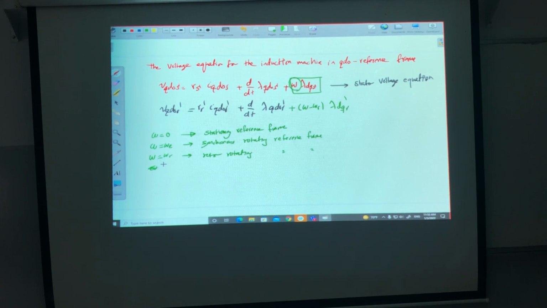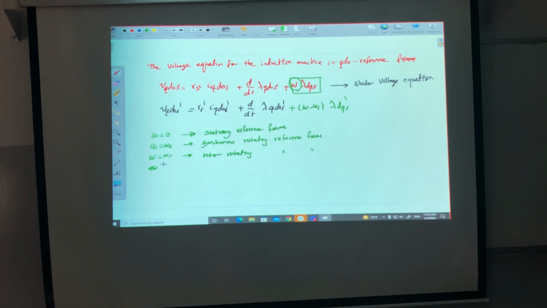Now, let's discuss the advantage of the reference frame. The first advantage we notice is that the expression for the voltage equation is very straightforward. I can understand each term in the voltage equation. This is the first one. Now let's examine lambda QD of S, the inductance matrix. Let's see the inductance matrix.